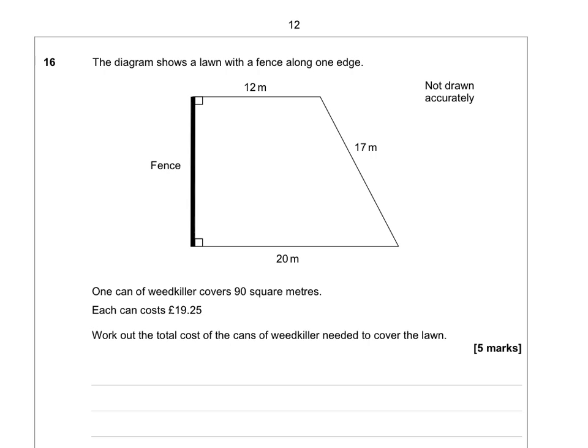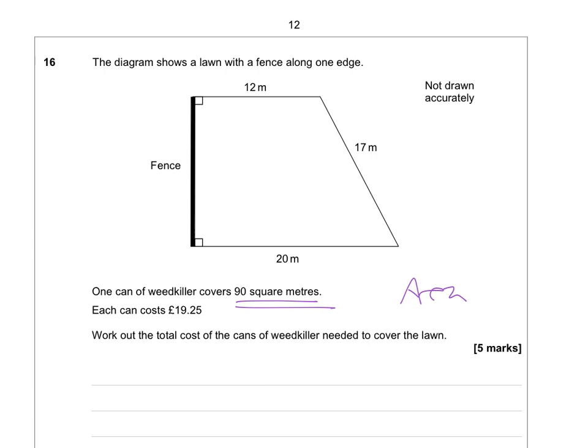Question 16. The diagram shows a lawn with a fence along one edge. One can of weed killer covers 90 square metres, and each can costs £19.25. Work out the total cost of the cans of weed killer needed to cover the lawn. So, we need to work out the area of this shape here.